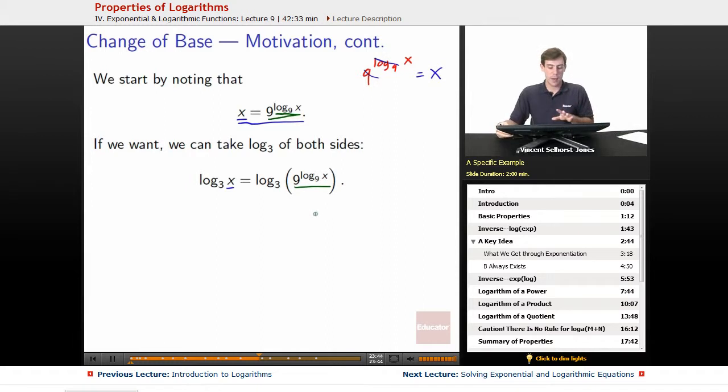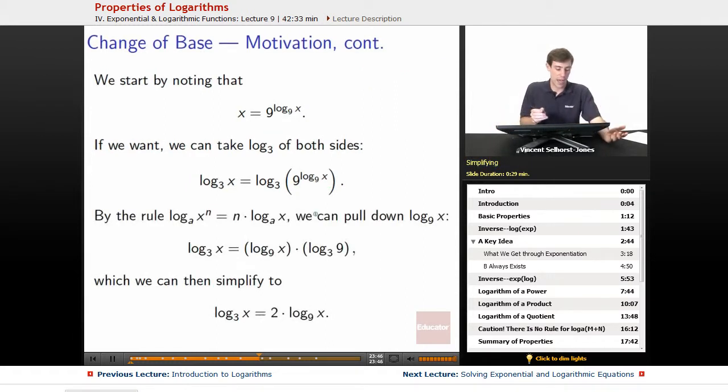Okay, with that idea in mind, we can start applying the rules that we have. We know that we can bring down exponents. So in this case, we've got effectively an exponent of log base 9 of x. We actually have it exactly as an exponent. So if we want, we can bring that down in front. So we see that log base 3 of x is equal to log base 9 of x times log base 3 of 9. Now, what is log base 3 of 9? That comes out to be 2.